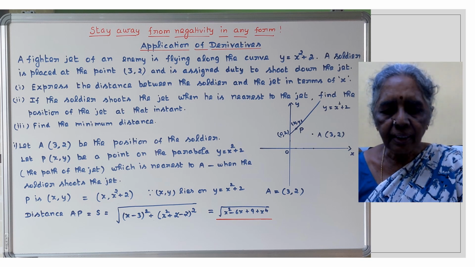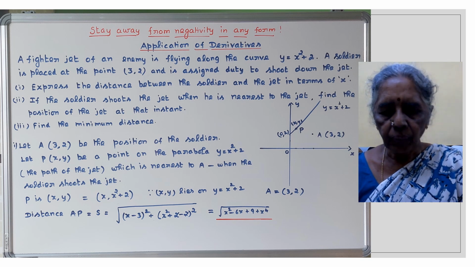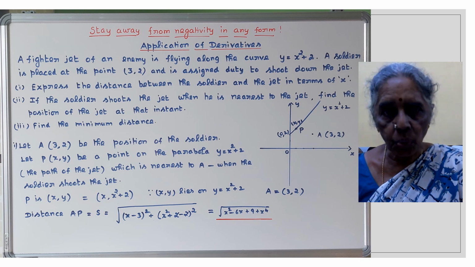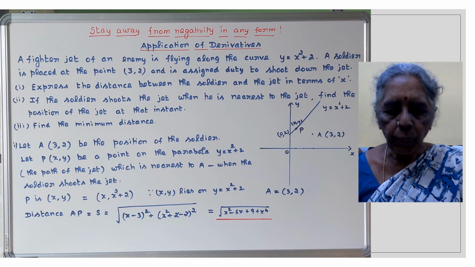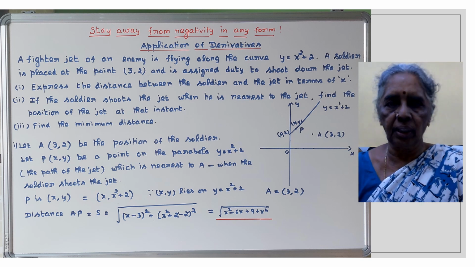A fighter jet of an enemy is flying along the curve y is equal to x squared plus 2. A soldier is placed at the point (3, 2) and is assigned duty to shoot down the fighter jet. This is the information given.